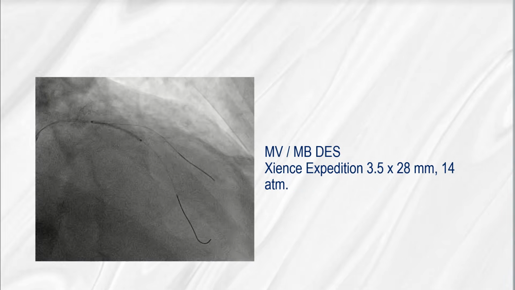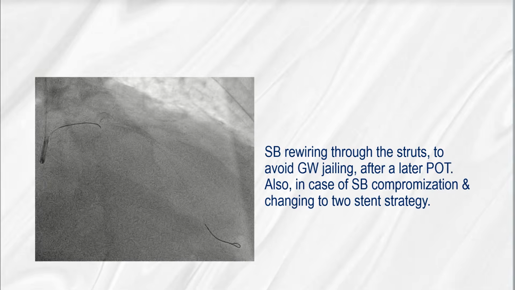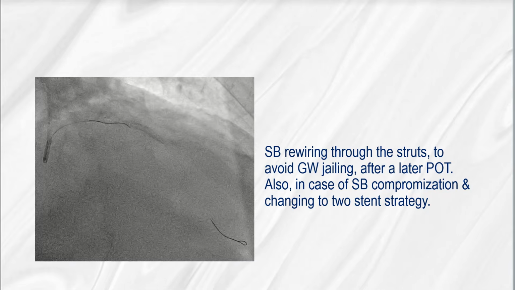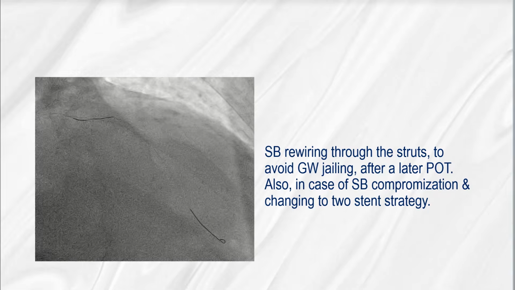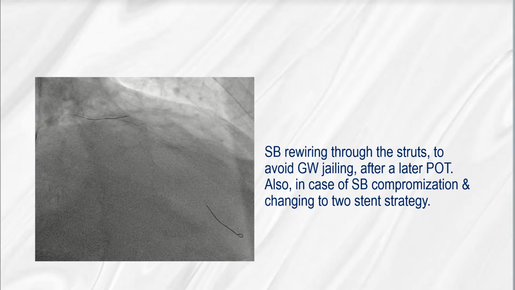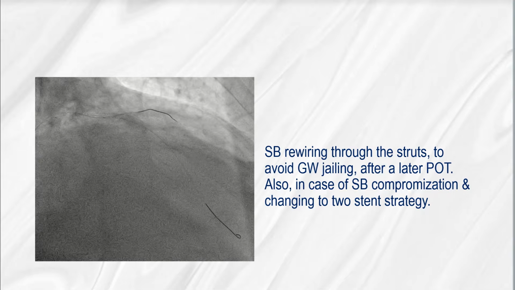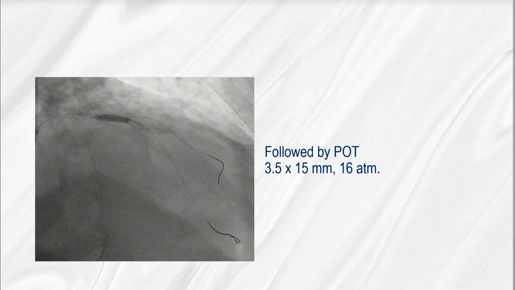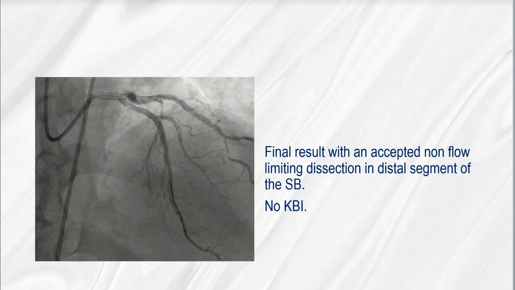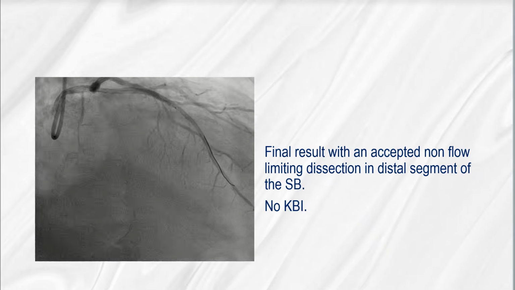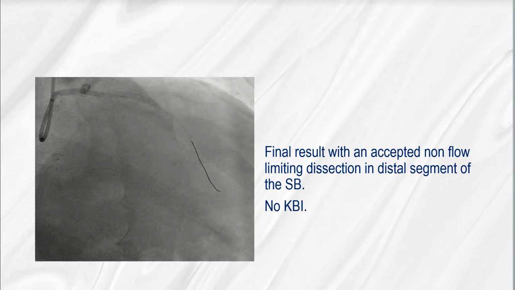Followed by main vessel, main branch DES implantation, 3.5 by 28 millimeter. Side branch rewiring was done through the struts to avoid guide wire jailing after a later POT, also in case of side branch compromise and changing to two stent strategies. Followed by POT 3.5 by 15 millimeter, 16 atmospheres. And this is the final result with an accepted non-flow limiting dissection in the distal segment of the side branch. No kissing balloon inflation was done.